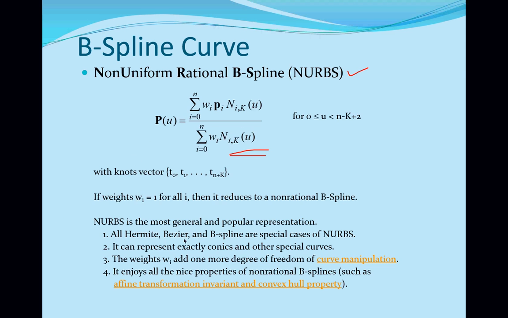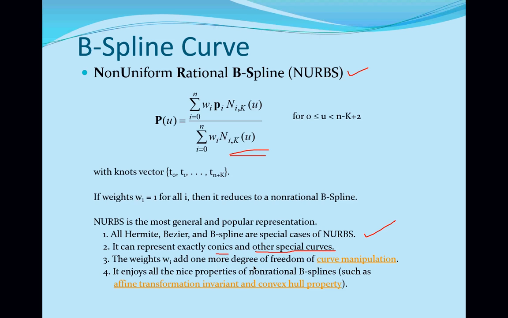So Hermite, Bezier, and B-spline are all special cases of NURBS. Now you can consider it as being on top of them. So with NURBS, you can draw a Hermite curve, Bezier curve, B-spline curve, anything. It can represent conics exactly. That is why I mentioned parabola, hyperbola, and other special curves.